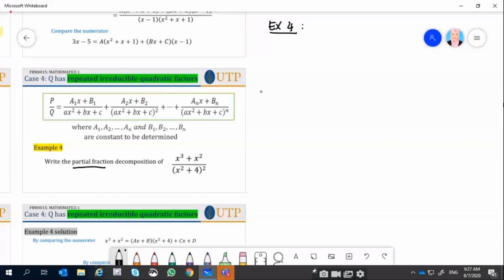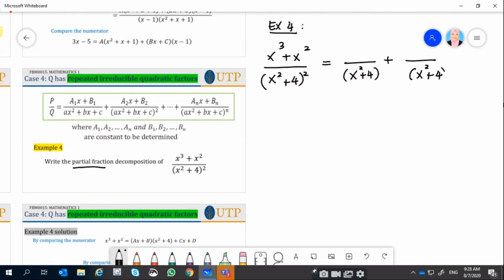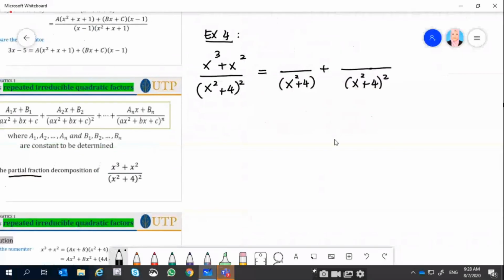So for this one, in order to express the repeated quadratic factor, you have to expand the factors first. So 2 factors, so you will have 2 fractions. The first one is s squared plus 4, same as the repeated linear earlier, and s squared plus 4 also for the other one. Oh wait, no, I forgot this is squared. The first one is power of 1, the second one is power of 2.